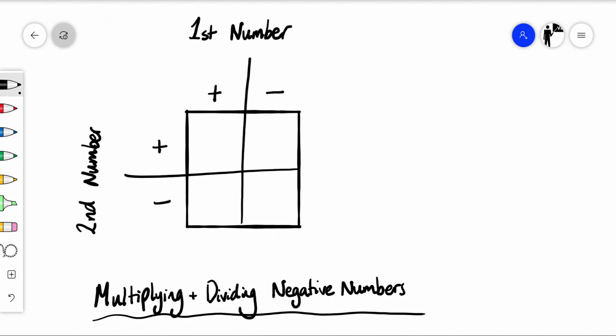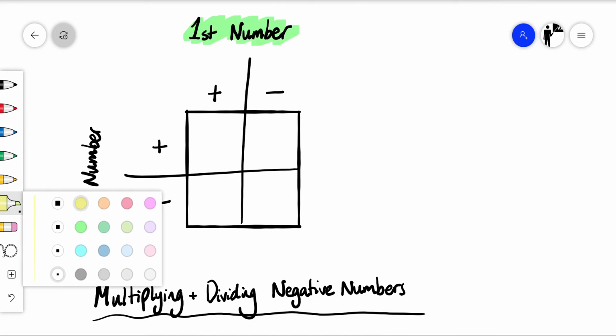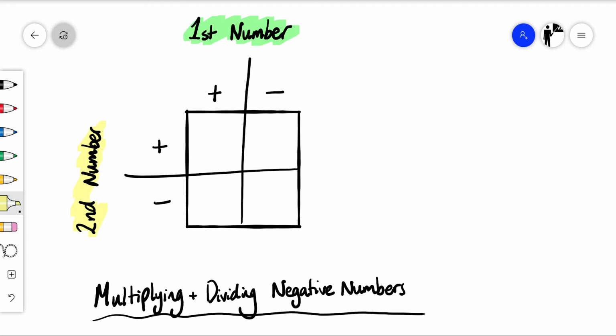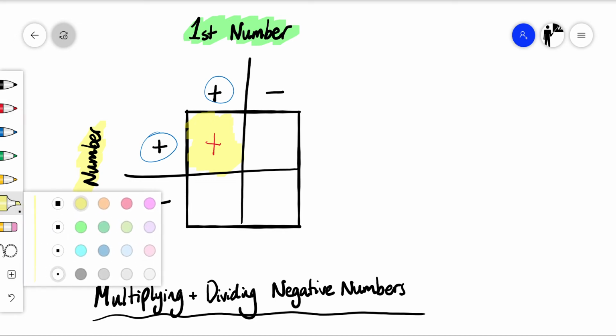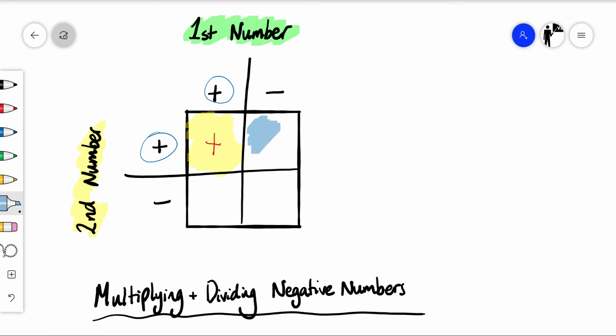Okay, so we're going to do the first number multiplied by the second number. Let's have a look in this grid here. This part here corresponds to when the first number is positive and the second number is positive. For example, 5 times 2. 5 times 2 is 10, but importantly, that's a positive number. In this grid here, I'll do it in a different colour. In this one here, we have a positive multiplied by a negative, and a positive multiplied by a negative is negative.